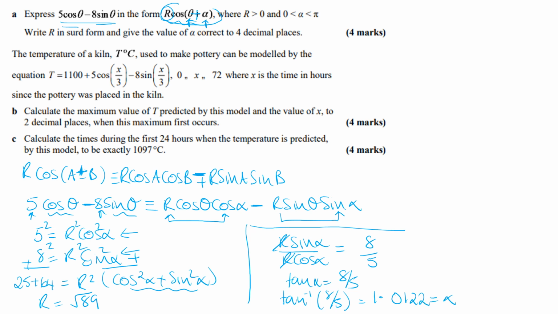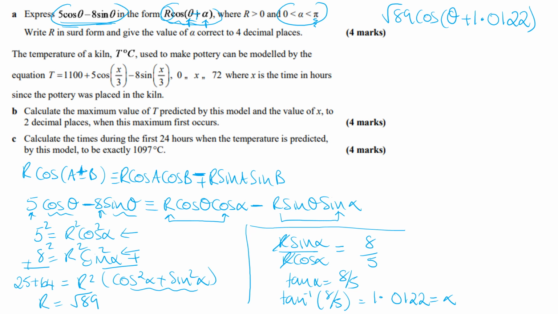Now we must have our calculator in radians because we've spotted up here that we're working in radians because alpha is between 0 and pi. So rewriting our expression in the form that we've been asked, it's going to be root 89 cos of theta plus 1.0122.